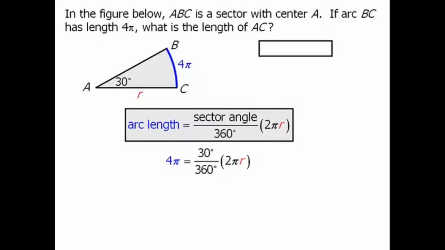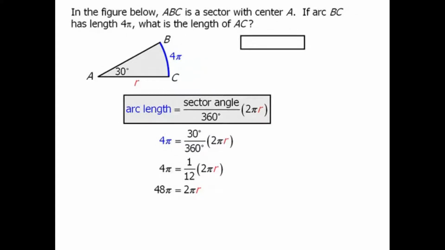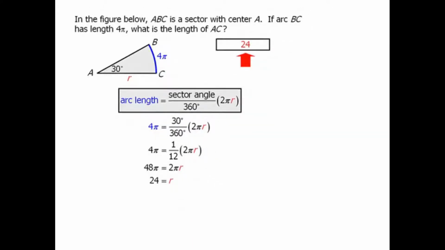We now have an equation we can solve for r. First, we can simplify the fraction to be 1/12, and now we can eliminate this fraction by multiplying both sides of the equation by 12 to get the following. Finally, when we divide both sides by 2 pi, we get r equals 24. So the length of AC is 24, and we'll add that up here.